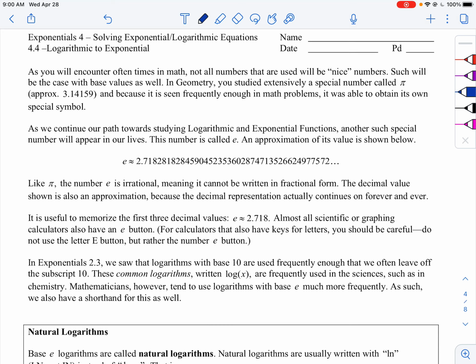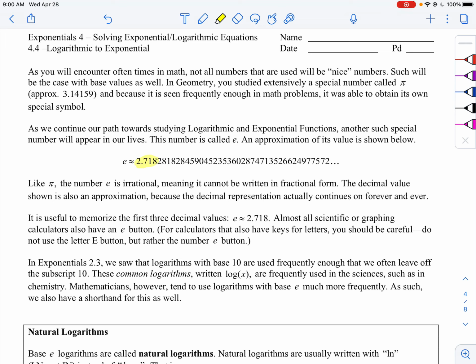As we continue our path towards studying log and exponential functions, another such special number will appear in our lives. This number is called e. Okay? An approximation of its value is shown below. So we have 2.718 and so on and so forth. And just like pi, we just need to remember approximately this part of it, that e is equal to 2.718. Okay, the value of e. So it's not a letter, but it's actually a number, right? So the value of it is 2.718.